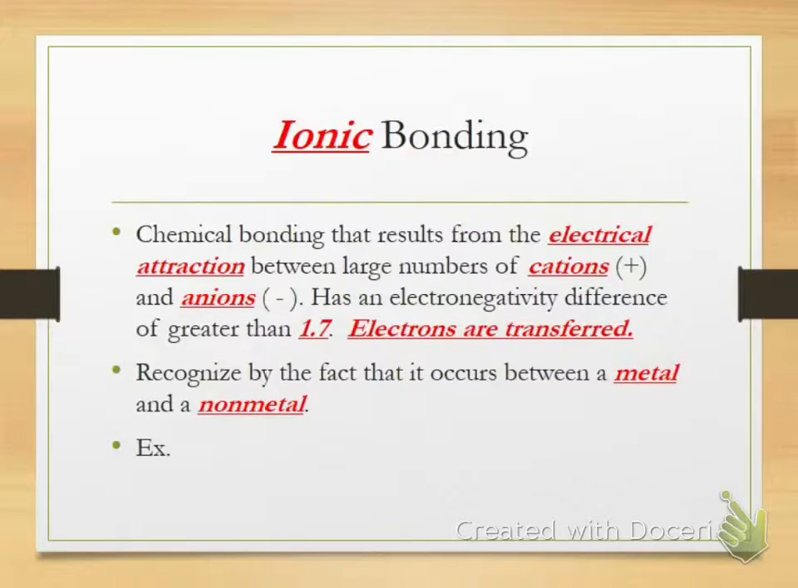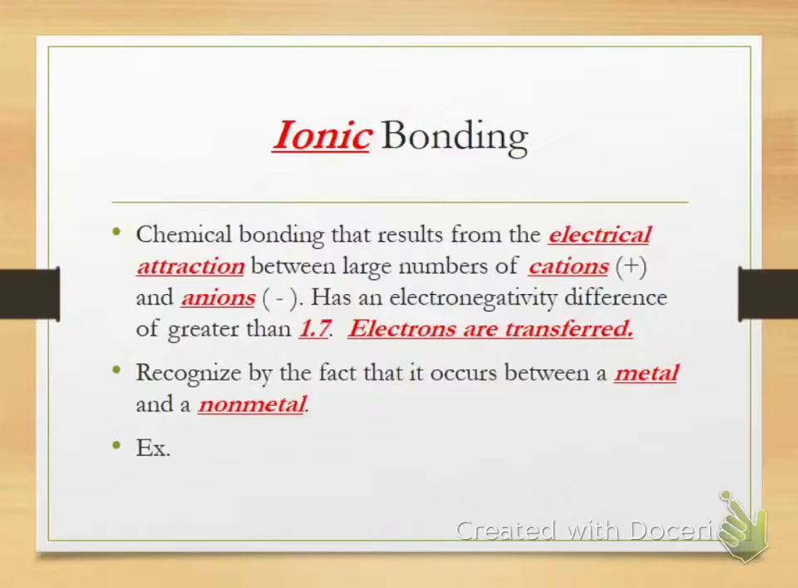So ionic bonding is the chemical bonding that's the attraction between the cations and the anions. The cations are positive, because they lost electrons. If they're anions, then they gained electrons. The electronegativity difference is greater than 1.7. The electrons are transferred. They're giving and taking. The cations give their electrons to the anions.